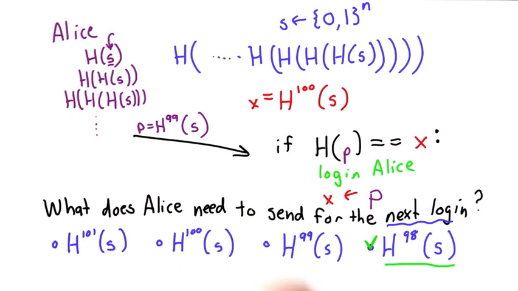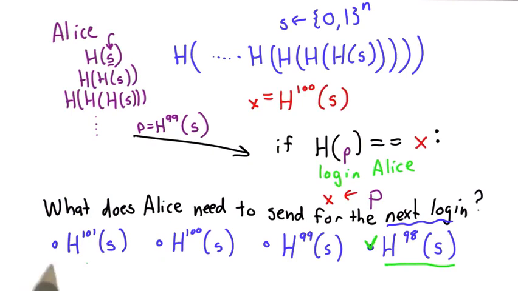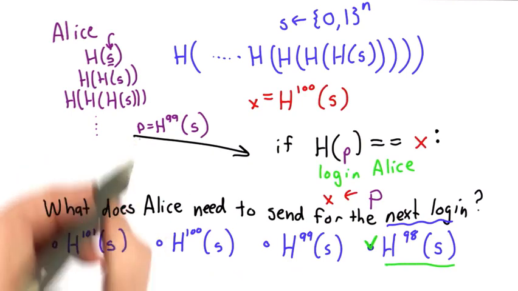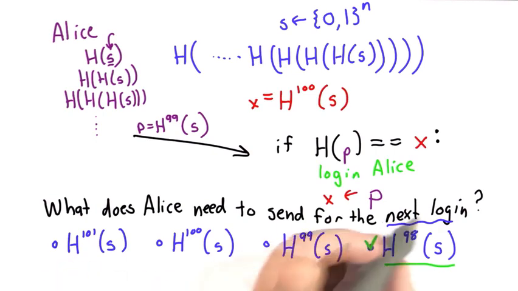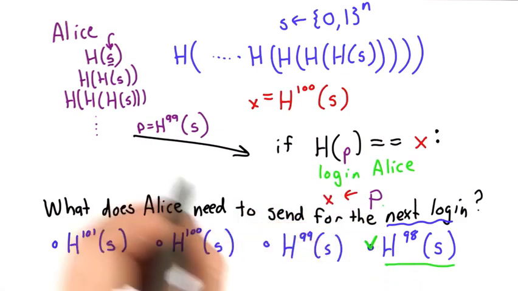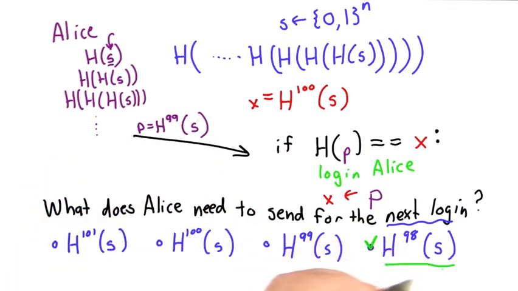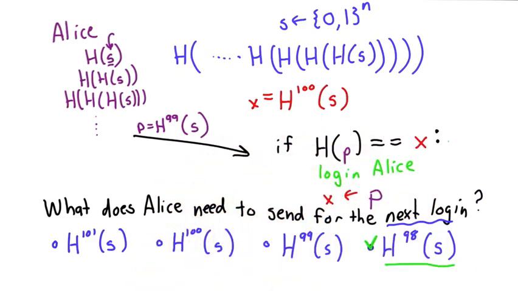If someone just knows X, or if someone intercepts P and knows the previous password value, well, they could compute any of these other values. Those are easy to compute once you have P. This was P. This one is just computing the hash of P. And this one is computing the hash of P. The only one that would be hard to compute is this one. The server can check that that's correct using the same process. At this point, the value of X is hash 99 of S. So when the value of P that's sent is hash to the 98th power of S, doing hash 98 times, then this equation will be true only if the value sent was correct.